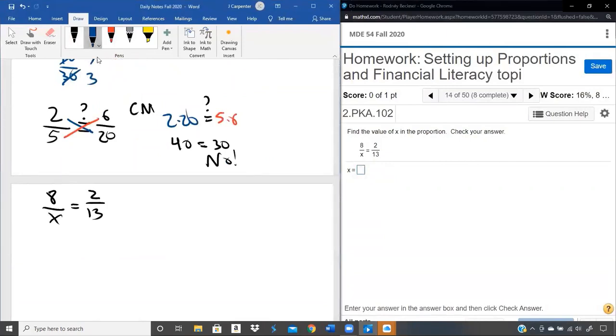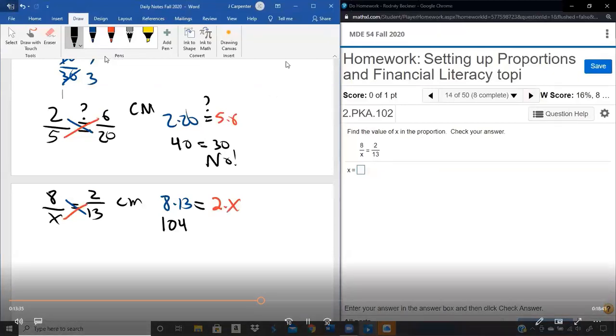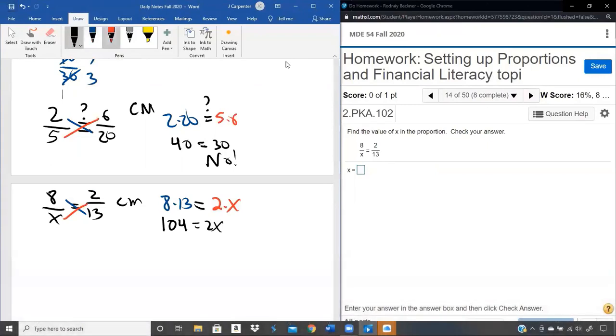So cross multiplying. Take the 8 times the 13. Set it equal to the x times the 2. I prefer to write the 2 first, but it doesn't technically matter. All right. 8 times 13, 10 eights is 80. 3 of them is 24, so that should be 104. And that'll be equal to 2x.